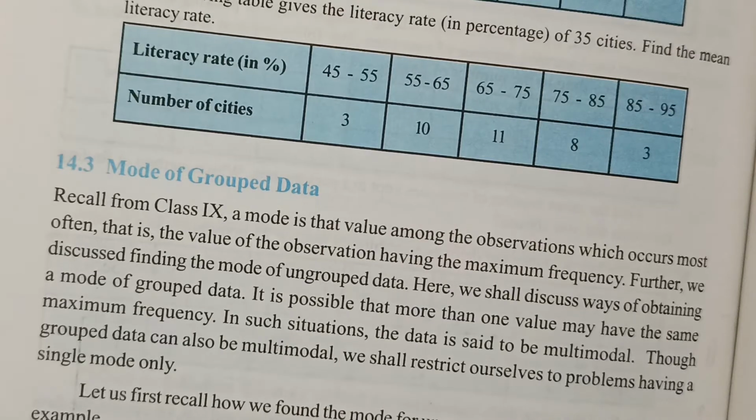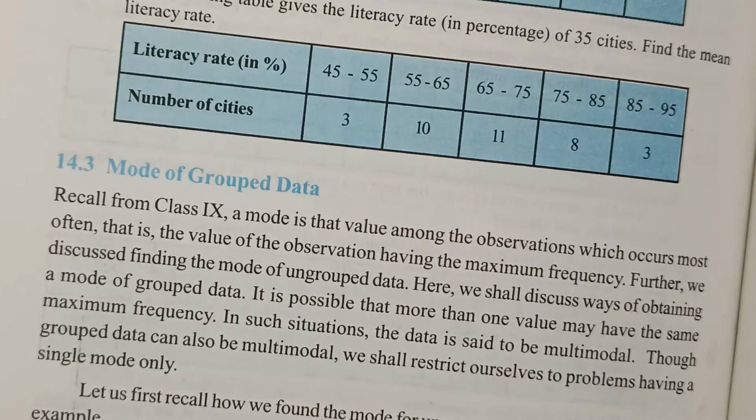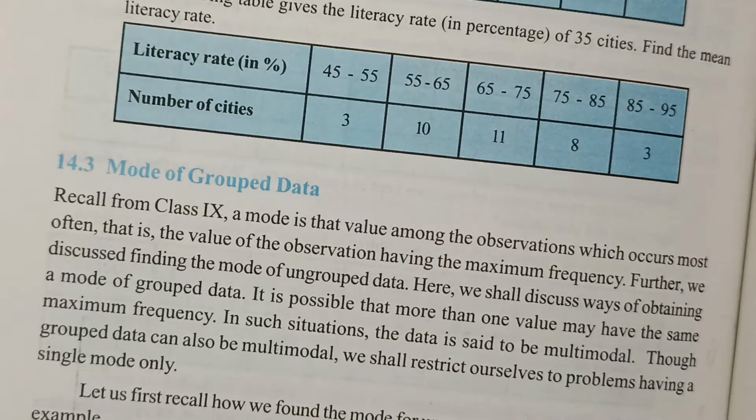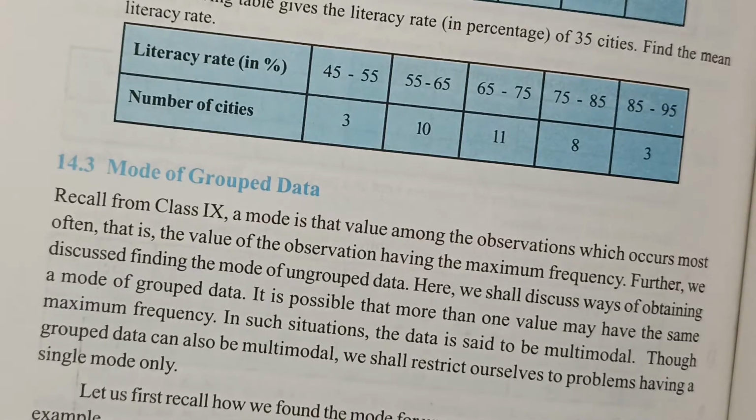Now, today we will be studying another method of finding the average or measure of central tendency, and that is mode. In class ninth, if you would have studied, it was the easiest method to find the average. The mode is the value among the observations which occurs most often, or the value of the observation having the maximum frequency. That was for ungrouped data. But now in this class, we have to study grouped data.